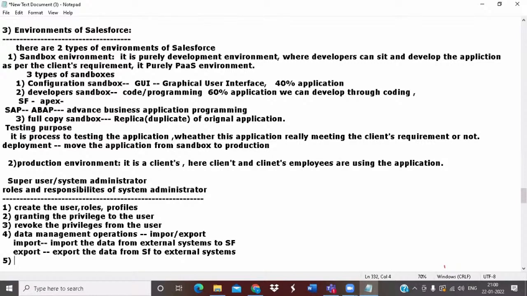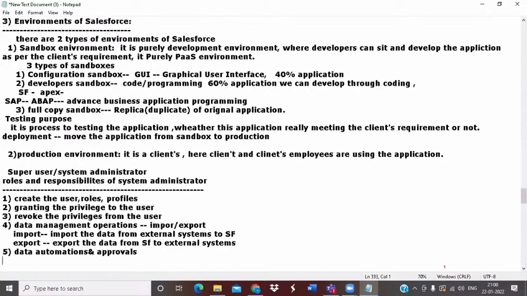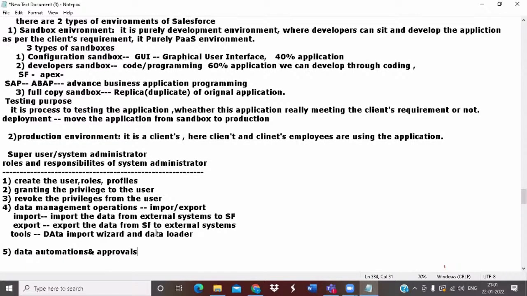And also system administrators perform data automations, like approvals. Import and export operations, the database administrator can perform using some tools. These tools are the Data Import Wizard and we have something like what? Data Loader. Using these two tools, the system administrator can perform import and export operations.